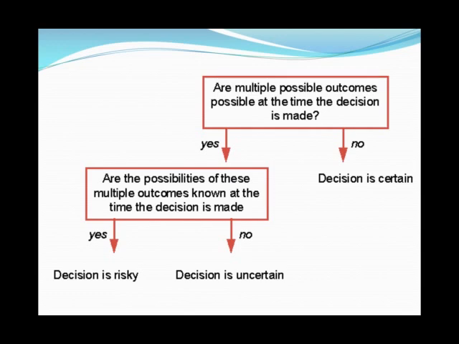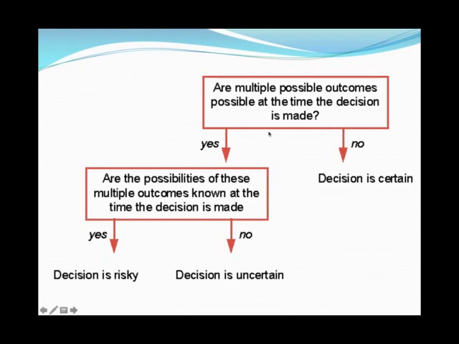So if I give someone insulin in the hospital, I know that their blood sugar will go down. So no, there's not multiple possible outcomes at the time the decision's made. So the decision is certain. I know that the blood sugar will go down when I give her insulin in the hospital. I'm looking at it, I'm giving it myself.